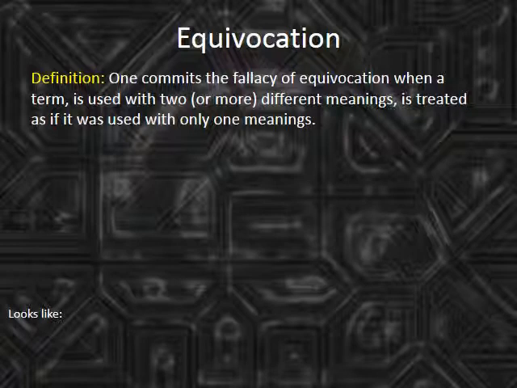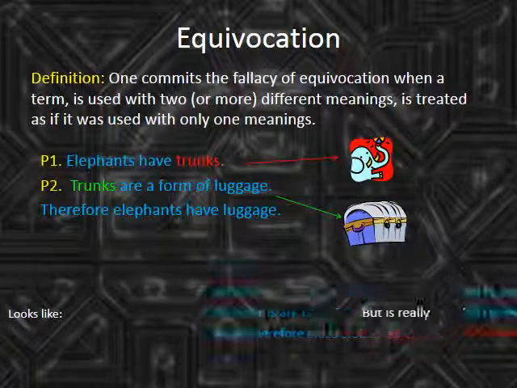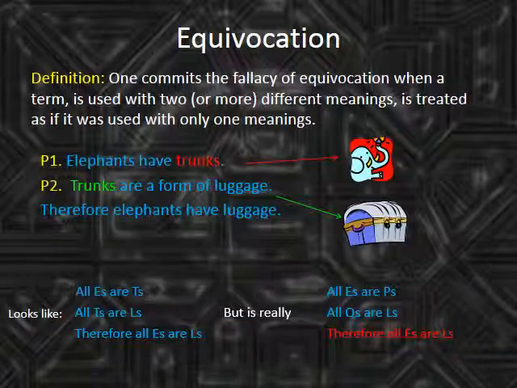Equivocation. Equivocation is a fallacy that occurs when an arguer uses a term with two or more different meanings as if it had the same meaning. So consider the following example. Elephants have trunks. Trunks are a form of luggage, therefore elephants have luggage. What's wrong with this? It looks like a straightforward deduction.